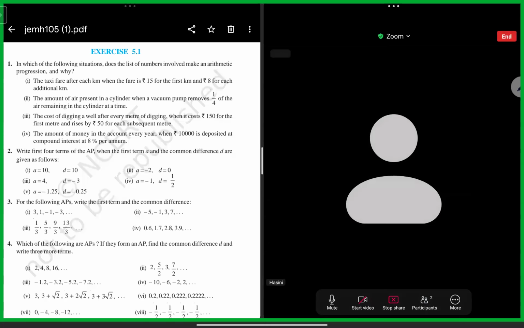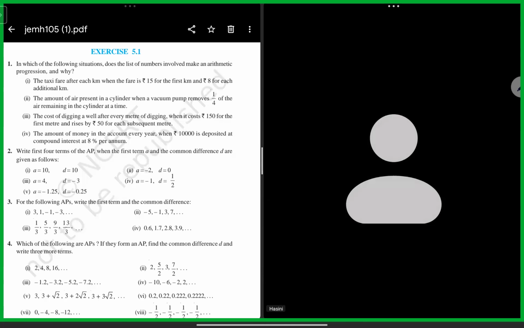So the point in the second question: in the first question, the main heading said, in which of the following situations does the list of numbers involved make an arithmetic progression and why. After the situations, we found the list of numbers and checked whether they form an AP or not. In the second one, writing the first four terms of an AP, they only said the series is in AP already. In the first question, out of 4 parts, we got 2 of them in AP, 2 of them not in AP.